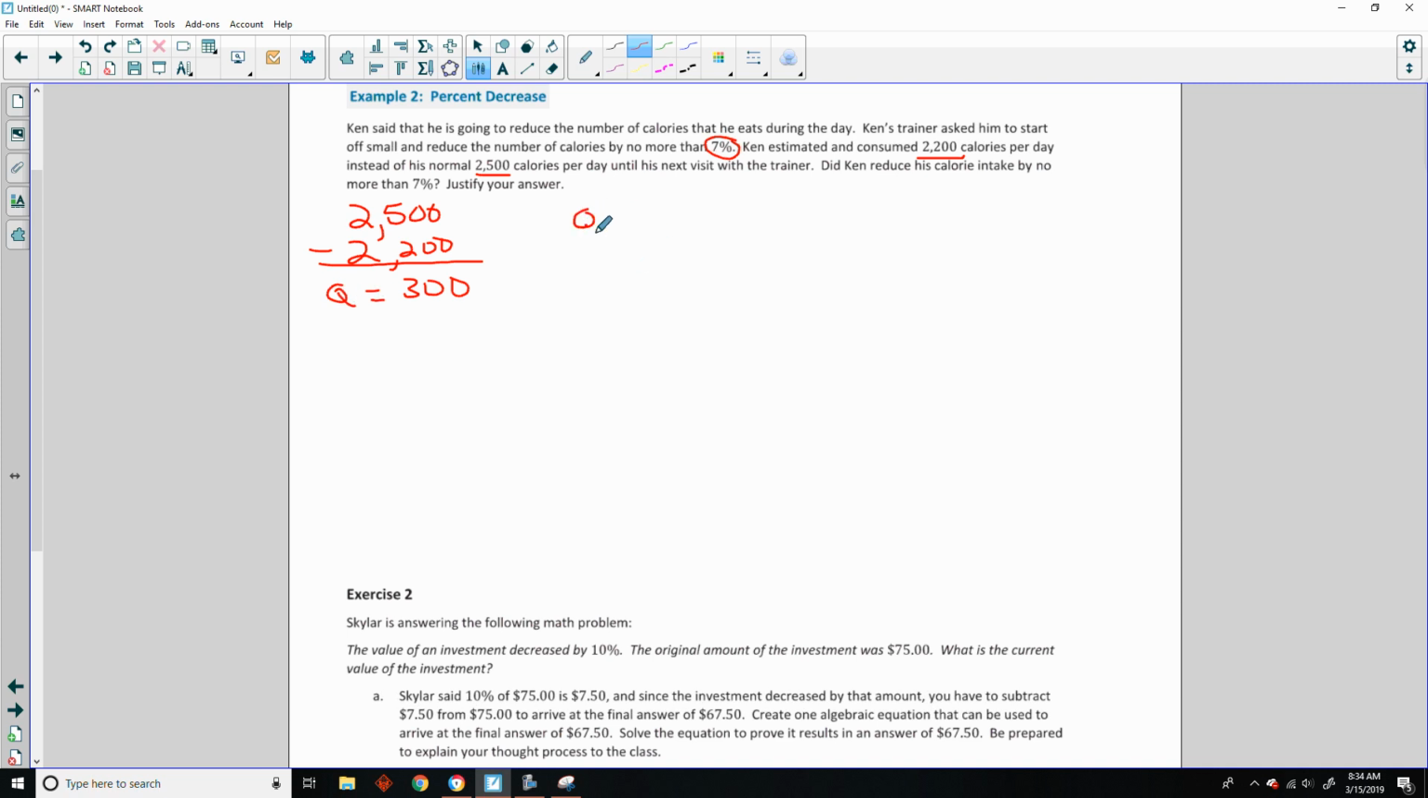So if I set up an equation saying Q equals the percent times the whole, then I'm going to substitute in all my givens now. So we have a percent, we have a quantity, and we have a whole. And we can set this up and see if it's true. So the quantity that he reduced was 300 calories. Percent is 7%, and I can write that as a fraction, 7 out of 100. Okay, percent means out of 100, and the whole was 2,500.